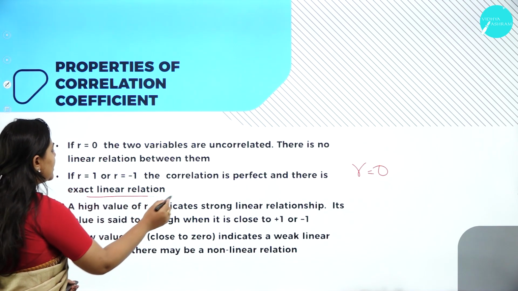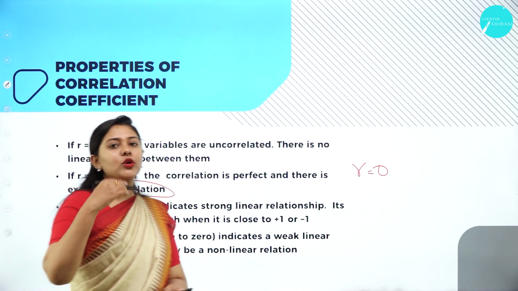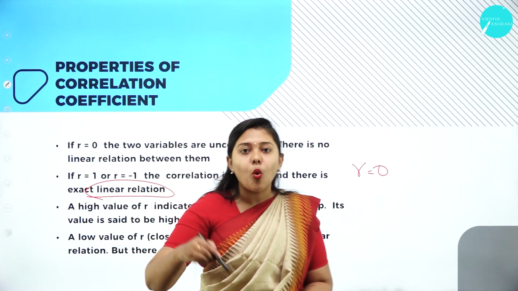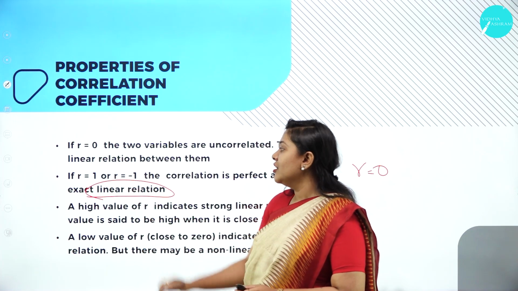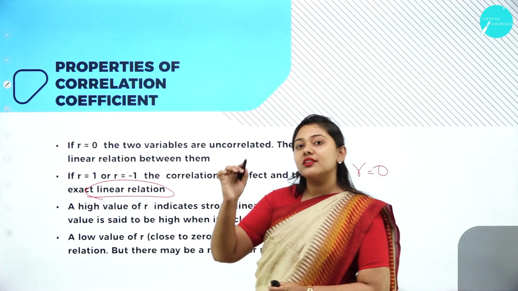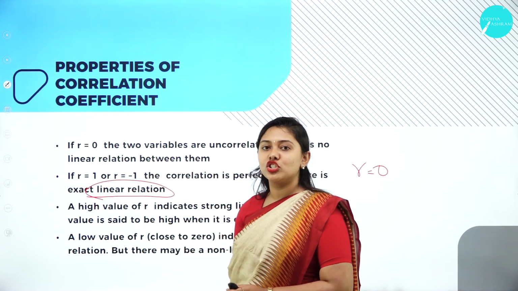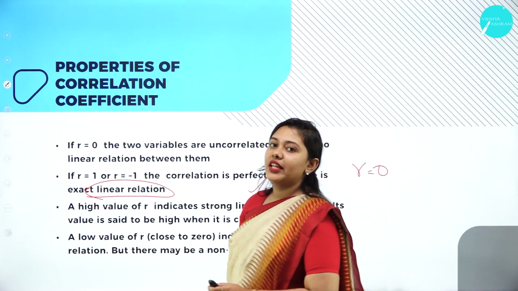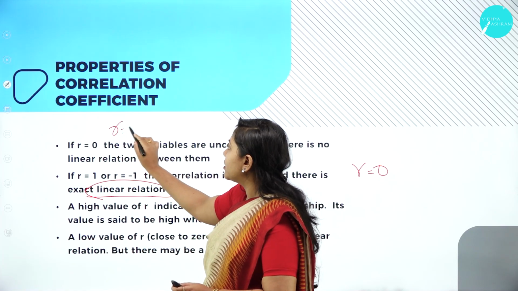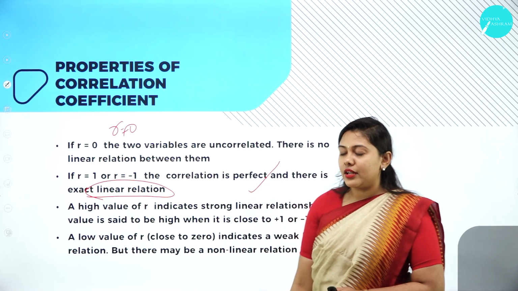So what is this linear relation? You must be wondering, ma'am, you're using the word linear. If r is equal to 1 or r is equal to -1, the value lies within that range only, then it is a perfect linear relationship. If r is 0, then there is no linear relationship.